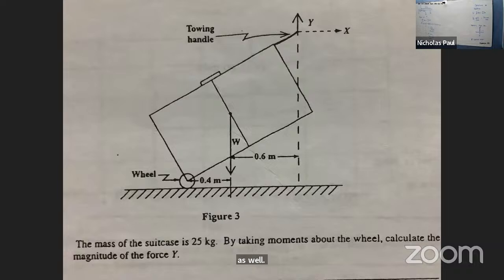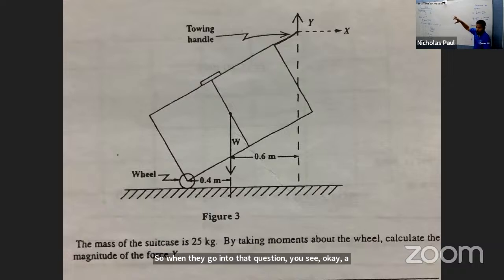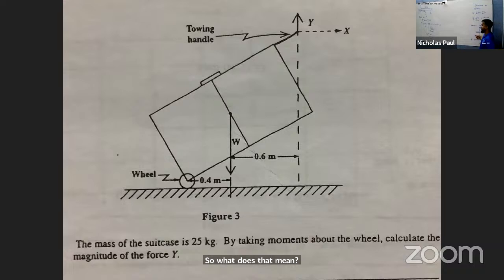Right? It's a different apparatus, but basically it's the same thing, same diagram. Some machines, you have to work it out fast. Right? So whenever you're doing a question, keep this close by. Hopefully these are the things you should have in your head. So when you go into that question, you see, okay, I see the word equilibrium. So what does that mean? 1, 2, right? Contact force, what does that mean? Number 3 here.